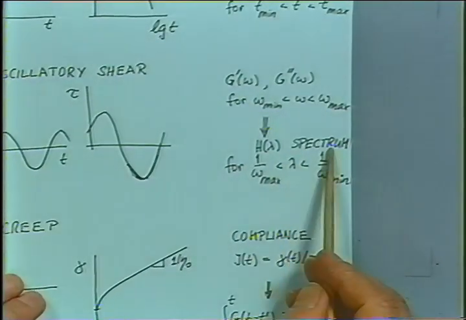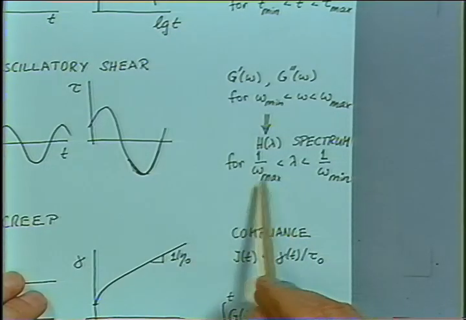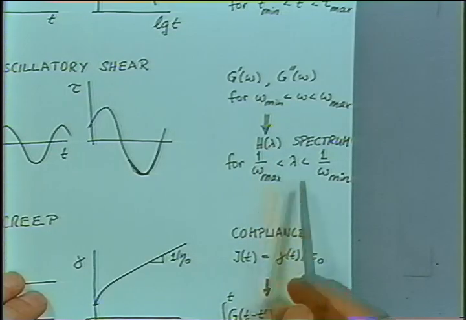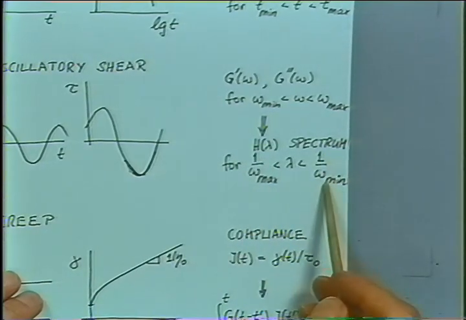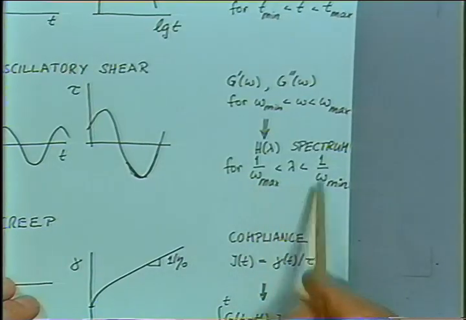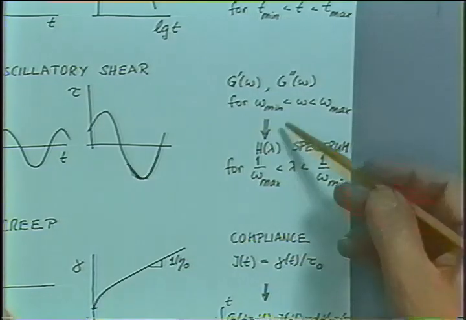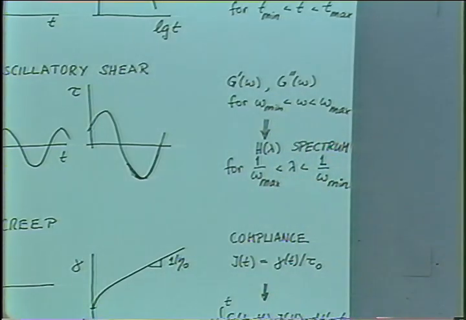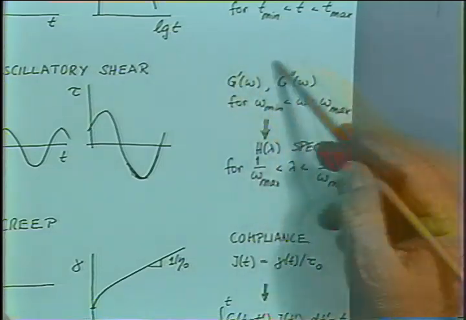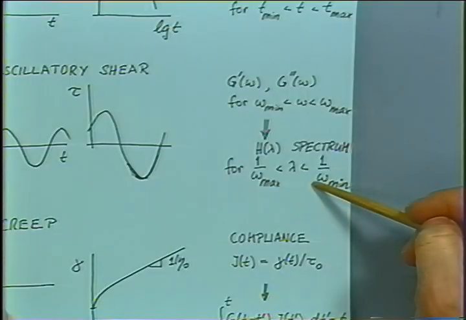Now, the spectrum is only valid between a minimum time and a maximum time, and the smallest time is 1 over omega max, and the longest time is 1 over omega min in the order of magnitude. So the time window corresponds to the frequency window. The transformation will not produce any miracles. You can only expect the information which you put in here to transform to the information down here.